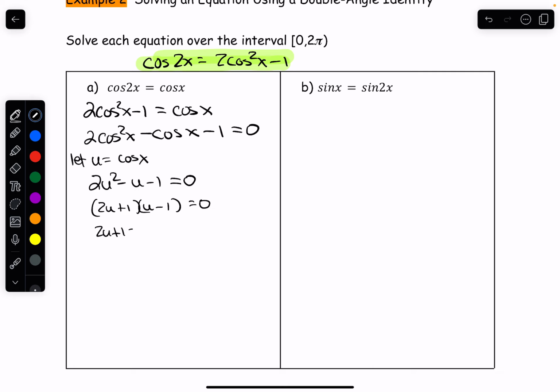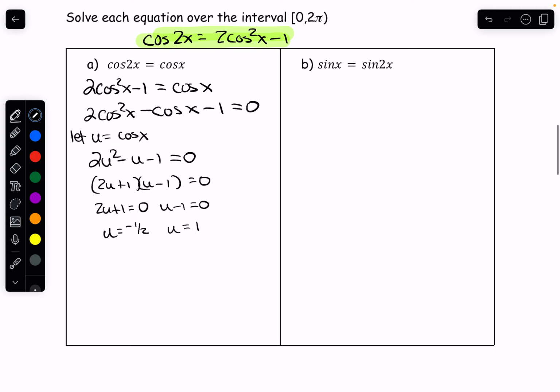And then by the zero product property, we can set each of these factors equal to 0. 2u plus 1 equals 0, u minus 1 equals 0, which means that u could equal negative 1/2, or u could equal 1. And now we can go ahead and replace our u with our cosine of x. So thus x equals the inverse cosine of negative 1/2. x equals the inverse cosine of 1.